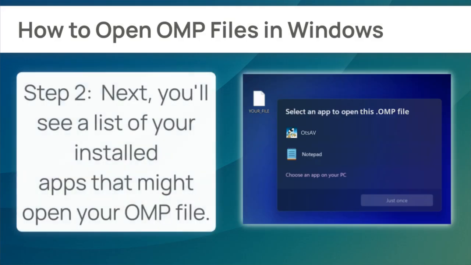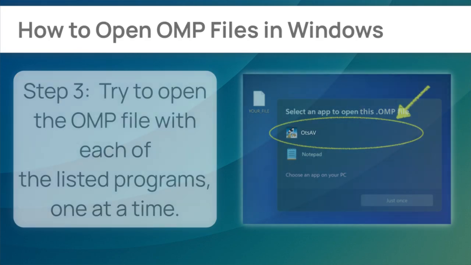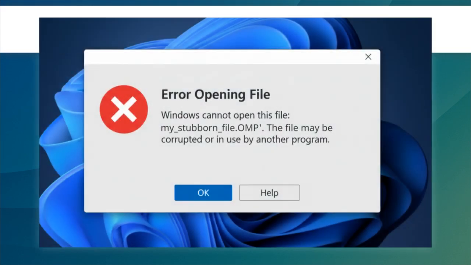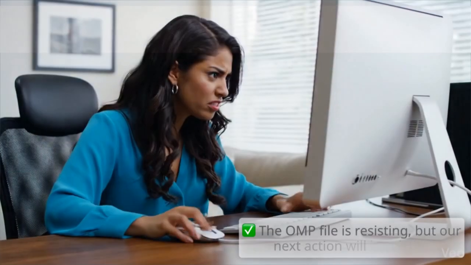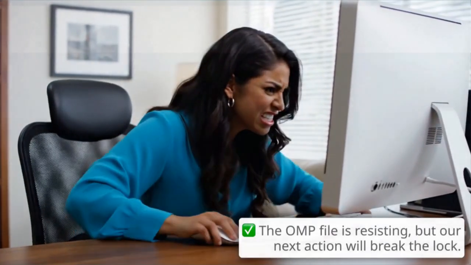Right-click your OMP file and select Open With. Test OtsAV if it appears. If it fails, select the next application. Testing eliminates application guesswork. If the OMP file won't budge, stay calm. The source is most likely one of three common issues. Let's review this simple breakdown of the culprits and how to quickly check them.